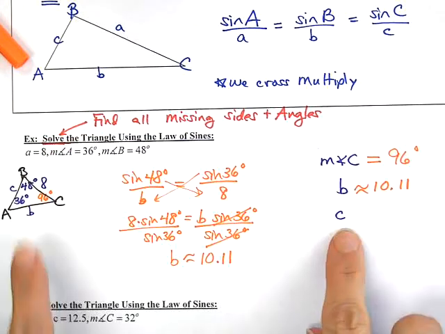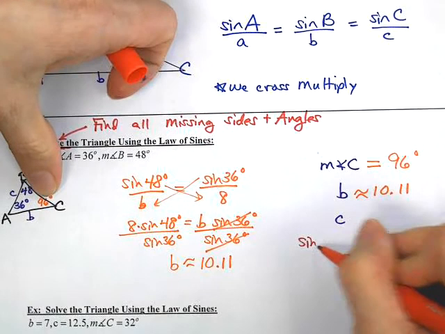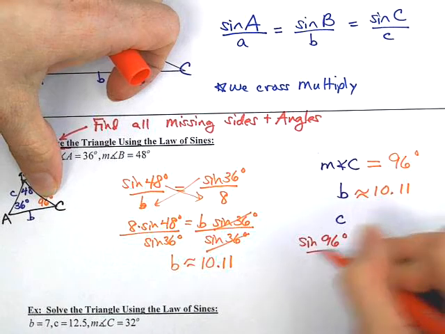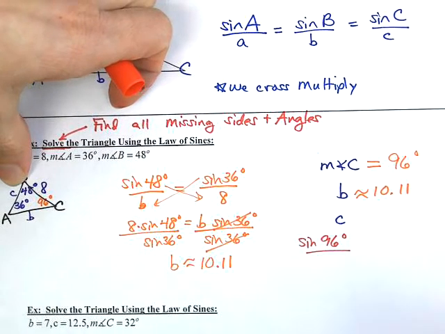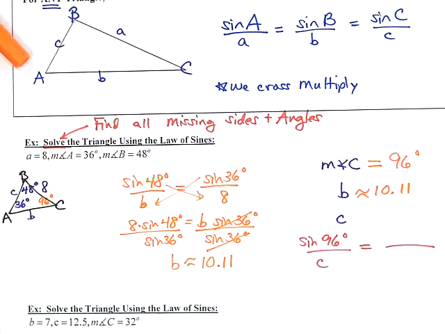So we have to find side little c now. So let's do sine of 96 degrees over side little c. Okay, now we need to make another fraction.